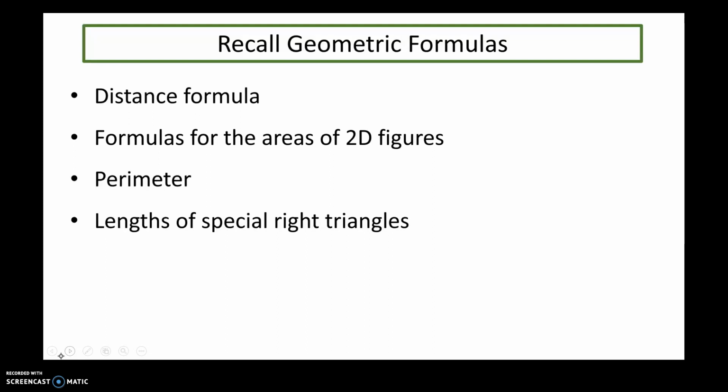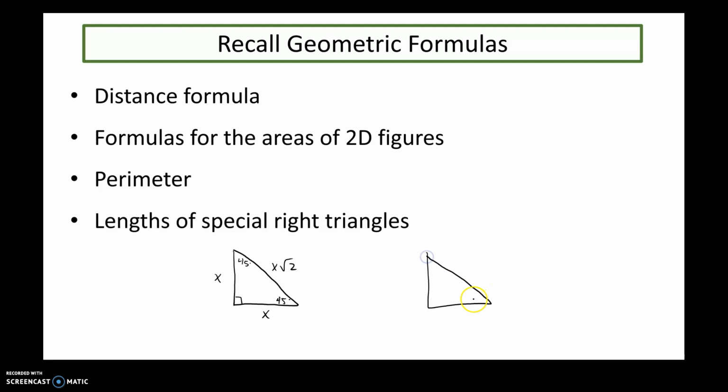studied this year, areas of two-dimensional figures, okay, maybe triangles, squares, rectangles, trapezoids, perimeter figures, and the lengths of special right triangles. Okay, so recall your 45, 45, 90 right triangle. The legs of the right triangle are equivalent, and the hypotenuse is x root 2.